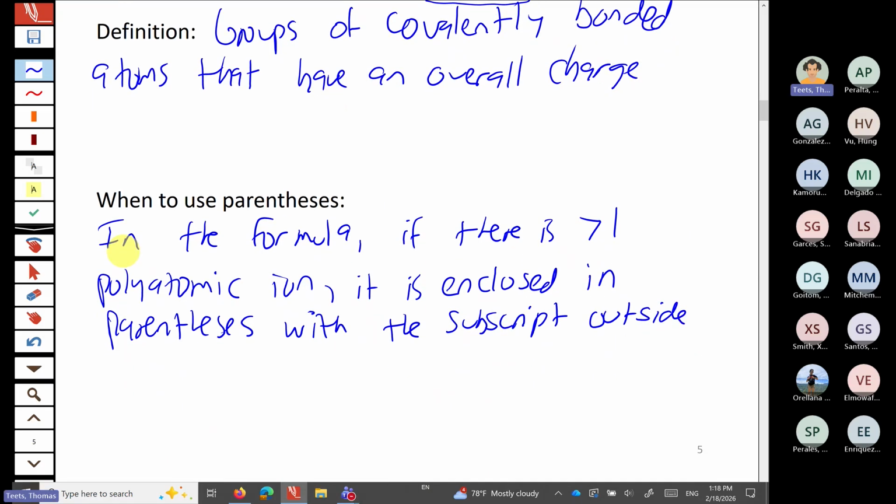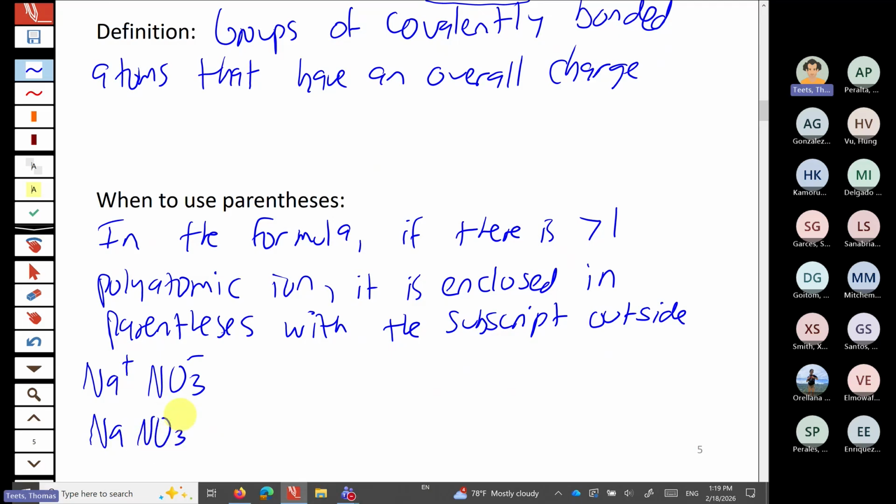All right. So if there's only one ion in the formula, you don't need to do this. So if we have sodium plus making an ionic compound with nitrate, which is NO3 minus, one of the most common polyatomic ions that we'll see in this course, there's just one of each to balance the charge, plus one cation, minus one anion. So you can just write the formula as NaNO3.